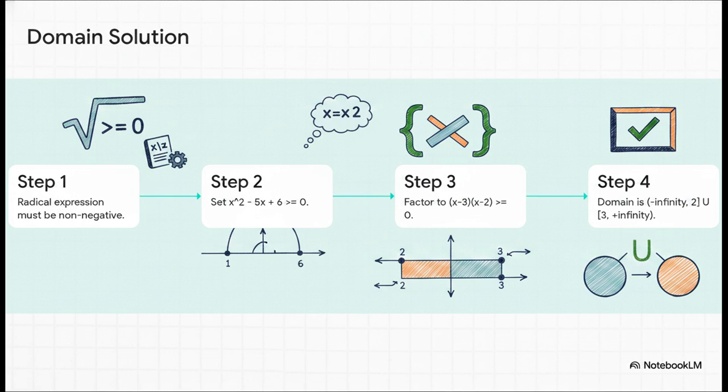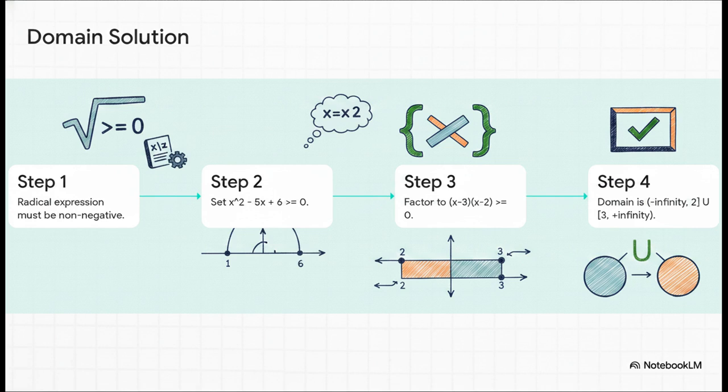Step 1, establish the core rule. The expression inside an even radical, like a square root, absolutely must be non-negative. It cannot be less than 0. Step 2, we set up the inequality based on that rule. X squared minus 5x plus 6 must be greater than or equal to 0.